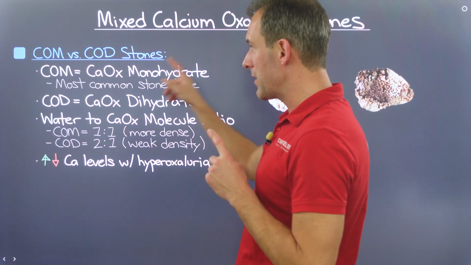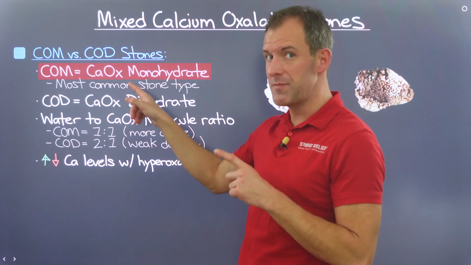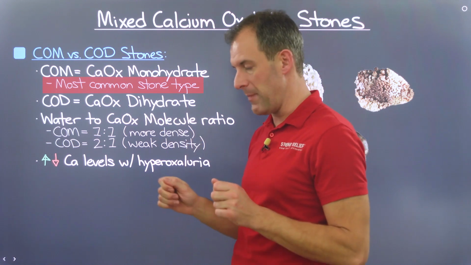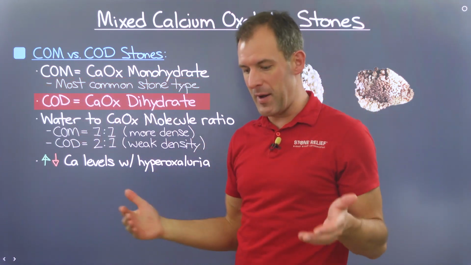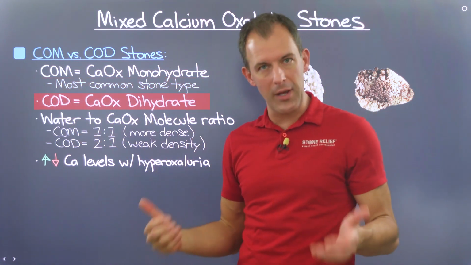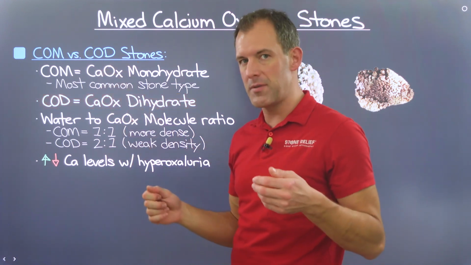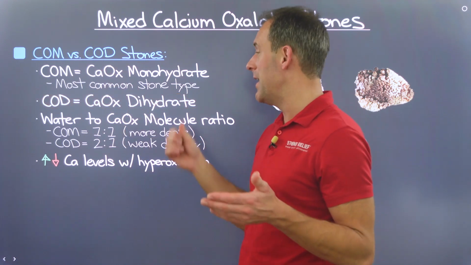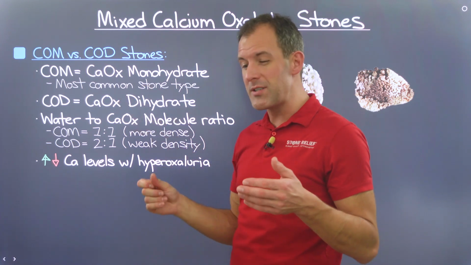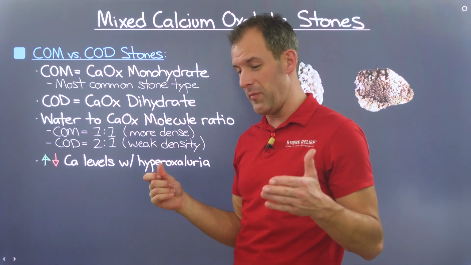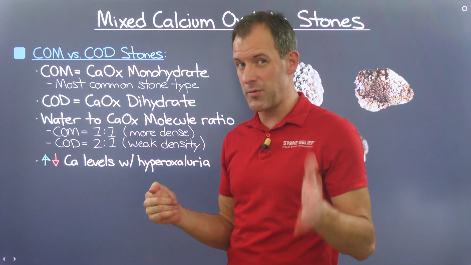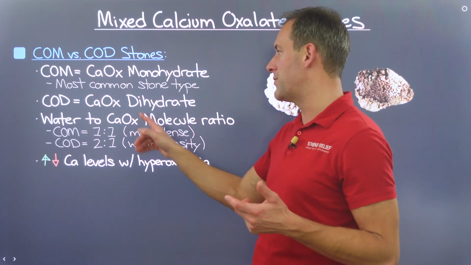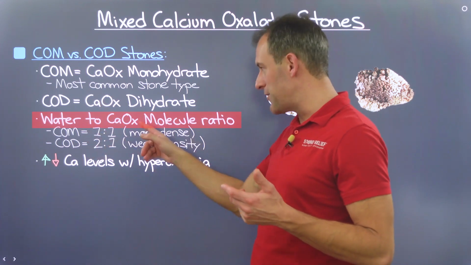Calcium oxalate monohydrate, or COM as we've abbreviated here, is the most common stone type. And COD is calcium oxalate dihydrate, and it is much less common. The COM stone type is about 80% of the stones out there, and the COD stone type is somewhere in the neighborhood of maybe 5 to 10%. It's relatively low. So the difference between these two stones really comes down to the water to calcium oxalate molecule ratio.